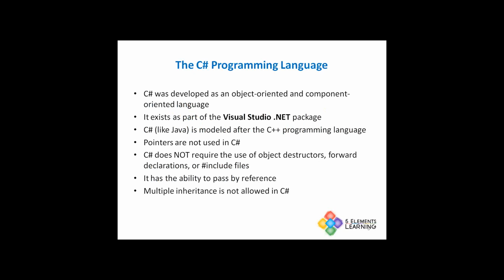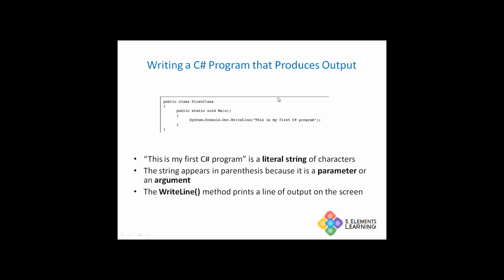Now C# was developed as an object-oriented language. It exists as a part of the Visual Studio .NET package. It is basically modeled after the C++ programming language. We do not require pointers. It has the ability to pass by reference. You do not require object destructors, etc. And multiple inheritance is not allowed in C#, which basically means you cannot inherit from more than one class. The concept of inheritance we will talk about when we come to the object oriented programming concepts.